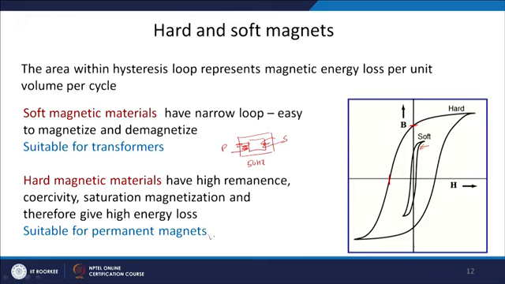So, in permanent magnets we use hard magnetic materials, because once we have magnetized the material, we want it to remain like that. If it has a higher saturation magnetization, then it is good, because the magnetic field which it generates will be of higher value. So, for permanent magnets we want to have hard magnetic materials.